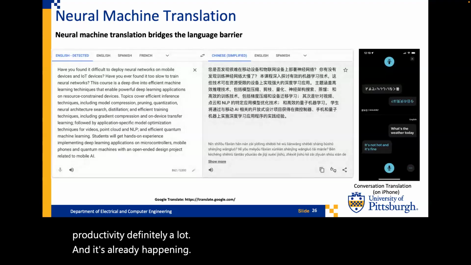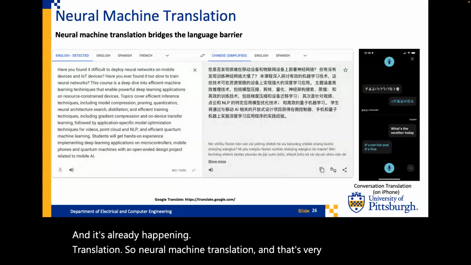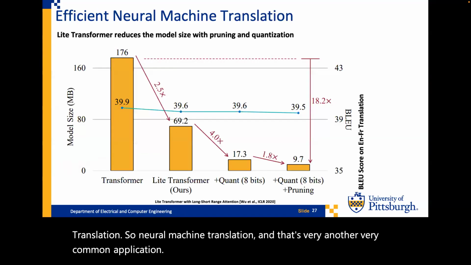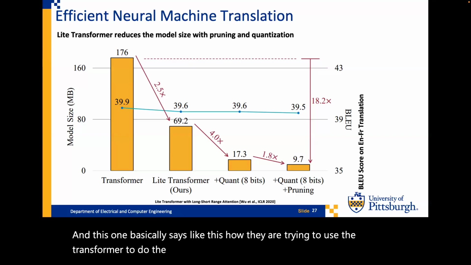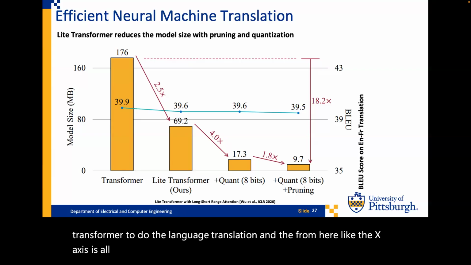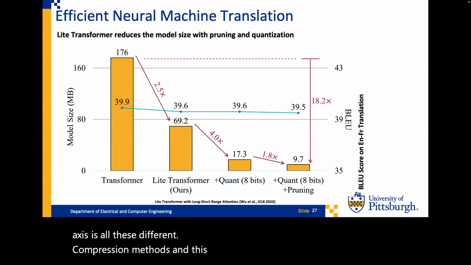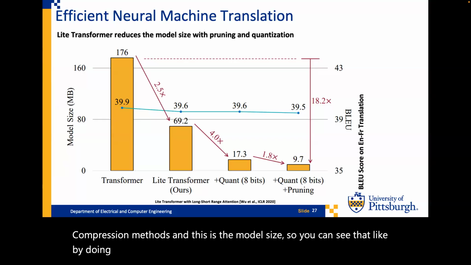Translation. So neural machine translation is another very common application. And this one basically shows how they are trying to use the transformer to do language translation. From here, the x-axis is all these different compression methods, and this is the model size. So you can see that by doing quantization and pruning, quantizing to 8-bit, you can reduce the model size quite a bit.